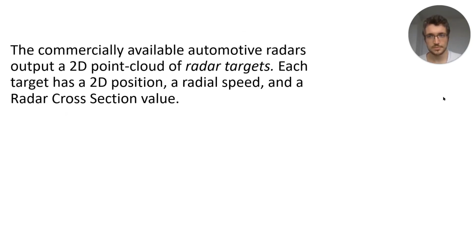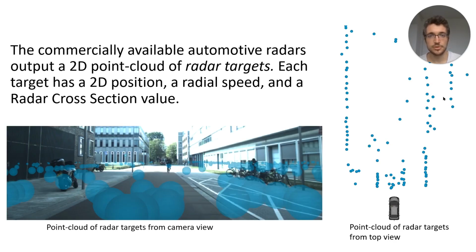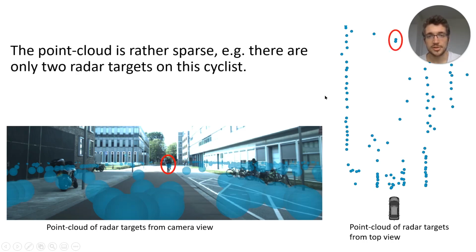A commercially available automotive radar outputs a 2D point cloud of radar reflections, also called radar targets. Each of these targets has a 2D position, a radial speed, and the radar cross-section value, also called RCS. You can see a top view of such a point cloud here on the right, and the same point cloud projected to the camera view here on the left bottom. These point clouds are rather sparse. For example, this bike just next to my head has only 2 reflections.